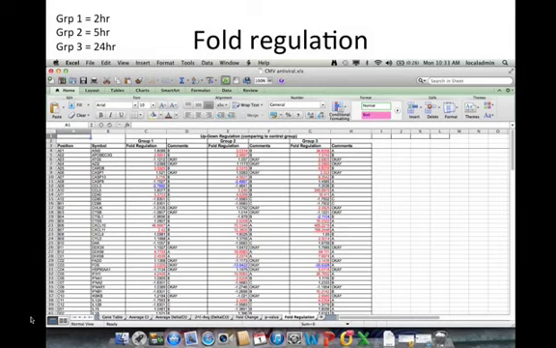So for example, this gene here, ApoBec3G, is upregulated 2.5-fold at 2 hours, 5 hours, and then it goes up a little bit more by 24 hours. Okay, that's how you would look at it. This gene, CCL3, is downregulated at 2 hours, and then nothing really.